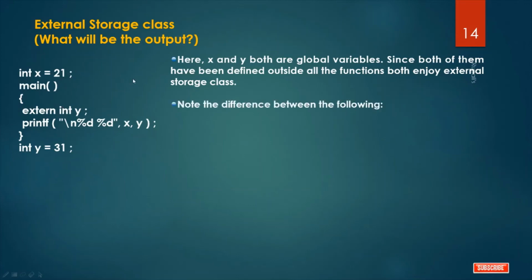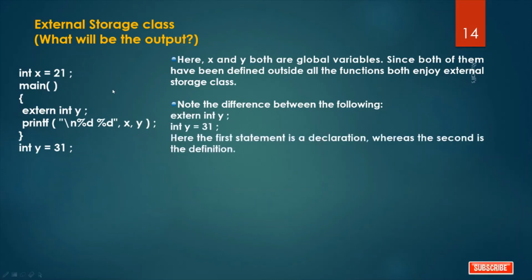But the difference is between the following. First one is extern int y and the other is int y equals 31. See here, the first statement extern int y is called a declaration, whereas the second statement is called a definition. So this statement is a declaration, this statement is a definition.